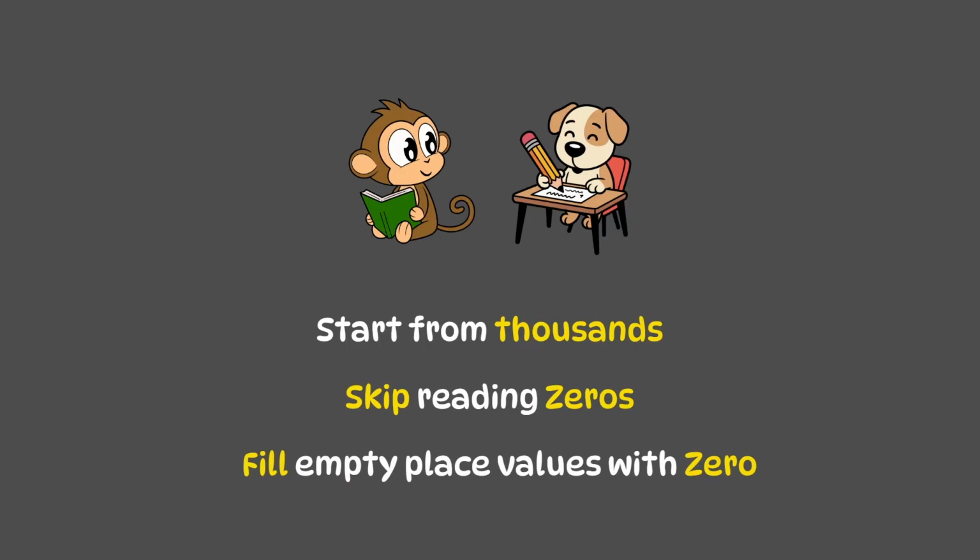So to summarize, whenever we are reading or writing a number, we start from the thousands value, then keep moving to the hundreds value and then tens and ones. If any place value has 0, then we will skip reading it while reading it in words. And when we are writing a number in figures, we fill the empty place value with a 0. We always write all the 4 places to keep the number correct.